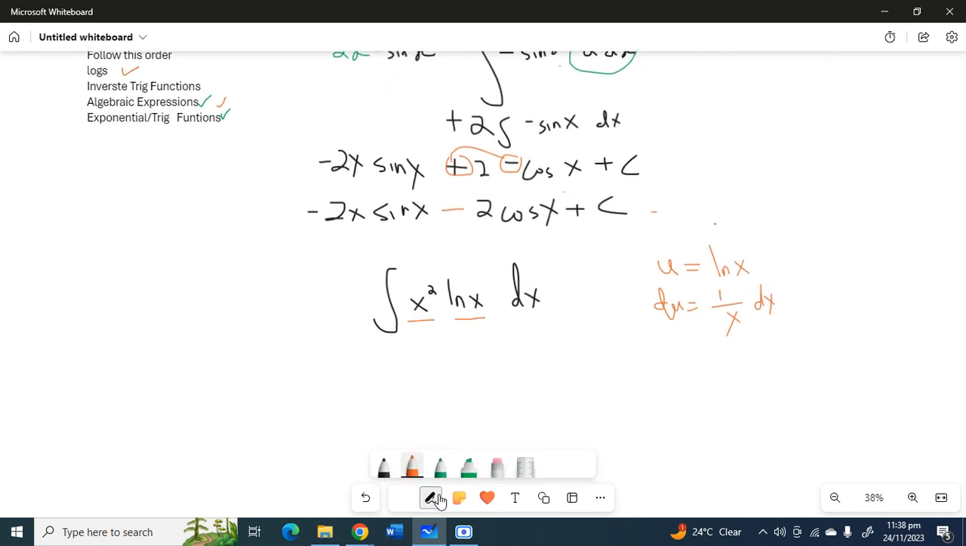Right. The next step, we jot down our dv. So say dv is x squared dx. When we integrate x squared, we will have x to the power 3 over 3. That is our v. So we can substitute.